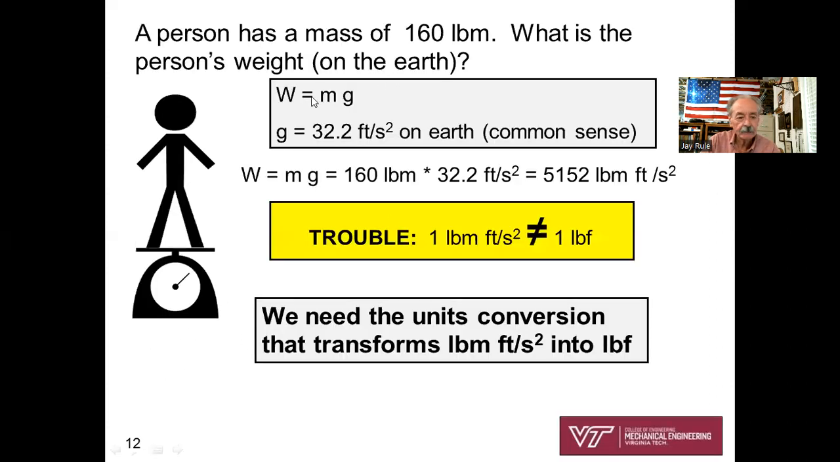Okay, so here we go. Same old thing. I copied and pasted the slides and just changed numbers and units. W equals mg. g is 32.2 feet per second squared on Earth. Again, you should commit this to memory. Okay, and now I'll do the math and the units. 160 pounds mass times 32.2 feet per second squared is 5152 pounds mass feet per second squared.